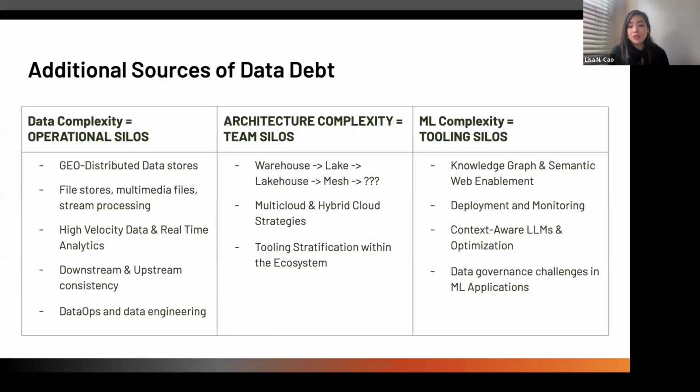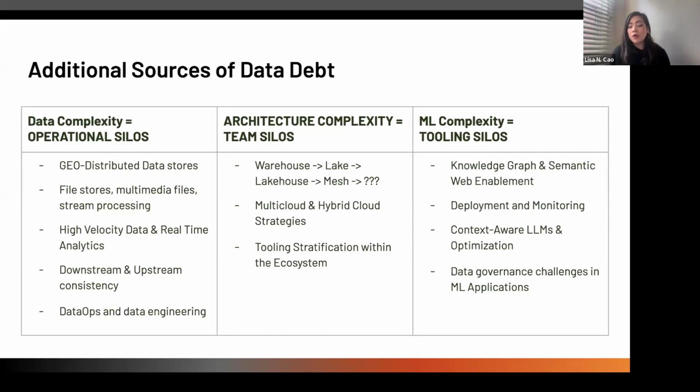Some other additional sources of debt that you might see across the stack include geodistribution. Unlike traditional software, data has a lot of legal implications when it comes to where you store data, how you use data, and things like that. So this is an increased level of complexity that you have to deal with, and we deal with it using something called data governance. I'll get into that a lot more later.